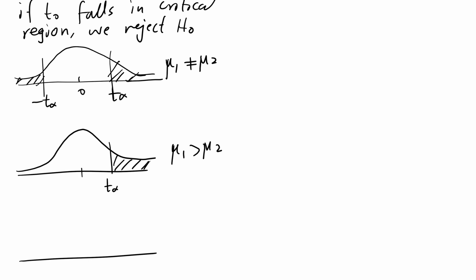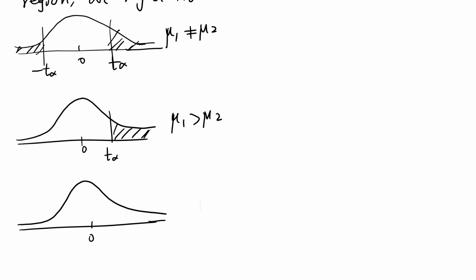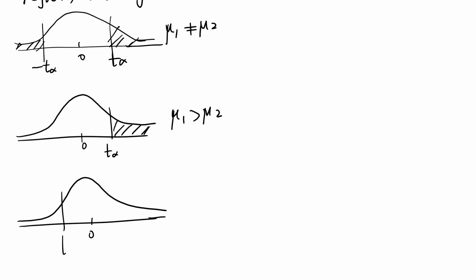Here we have 0 in the middle. For the other one, it could be here or anywhere, T sub alpha or negative T sub alpha. That's the critical region. That's when mu1 is less than mu2. This is the first thing. That's one method to decide if we need to reject the null hypothesis or not.